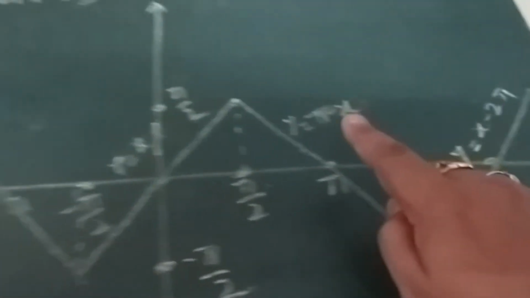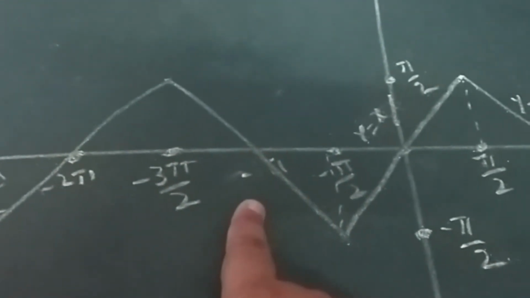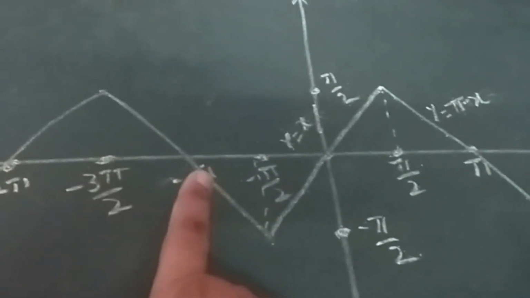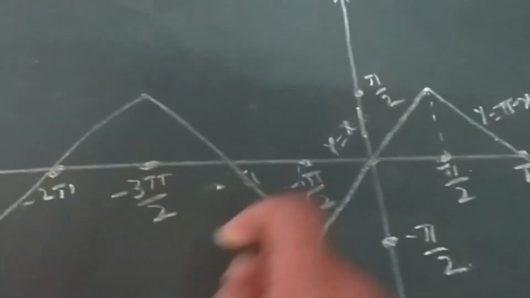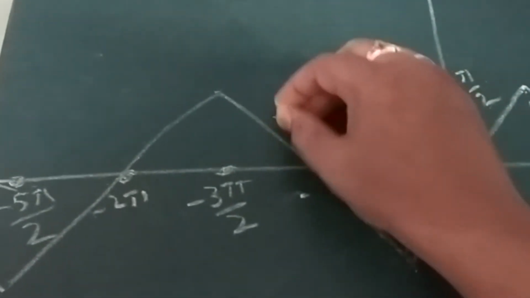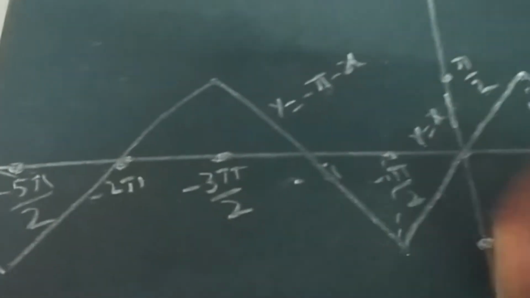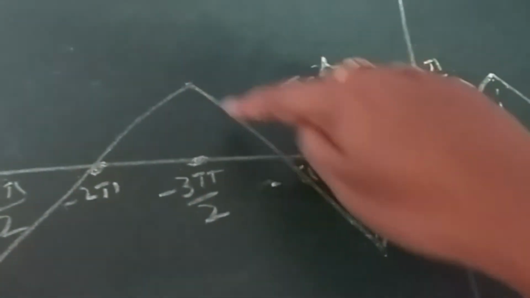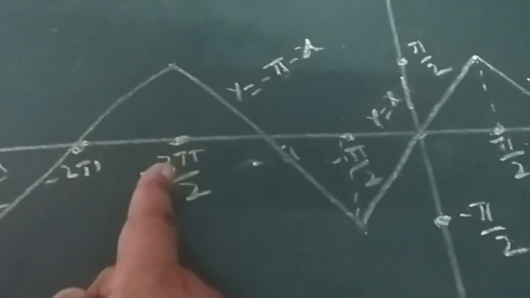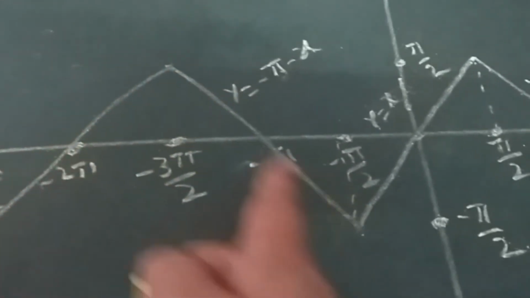This side same thing, it is coming down through minus pi. So when it is coming down, you have to subtract x from this point, but it is minus pi. So from here to here, this will be y equal to minus pi minus x. Okay, so from minus 3 pi by 2 to minus pi by 2, the value of the graph is minus pi minus x.